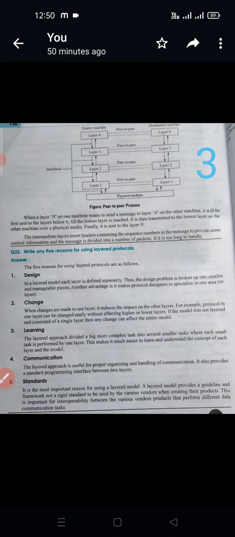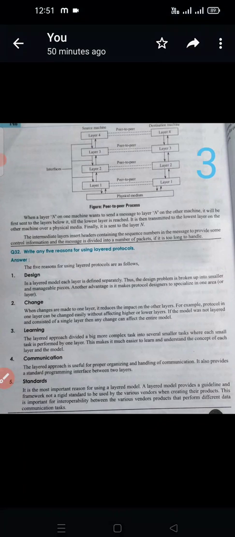Okay, so some of the reasons why we have to use layered protocols are here. First is design. It is a layered model. Each layer is defined separately. Each layer has its own purpose of working. The design problem is broken up into smaller and manageable pieces also. Another advantage is that it makes a protocol designer specialize in one area, it means one layer only.